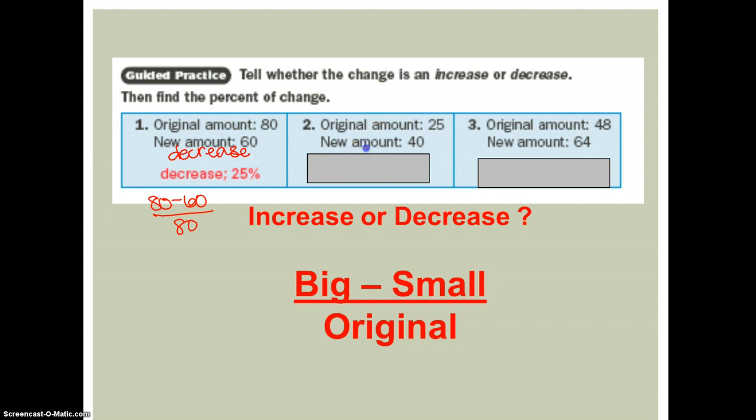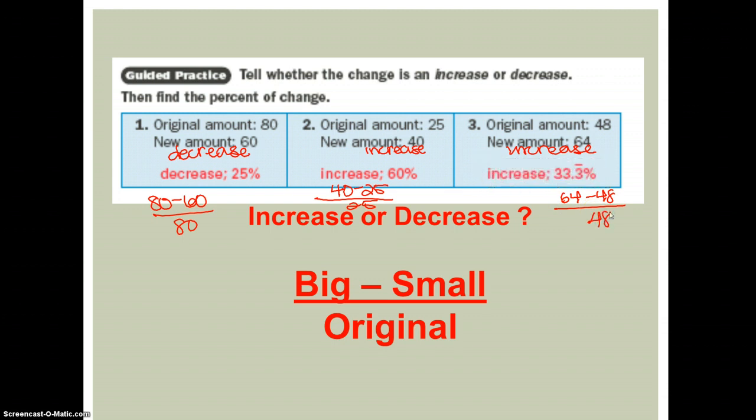For number 2, we have an increase, because the original to the new increased. Take the bigger number, 40, subtract the smaller number, all over the original amount, 25. 60% was your percent of change. Number 3 is an increase. 64 minus 48 over the original amount, 48. It's an increase of 33.3%.